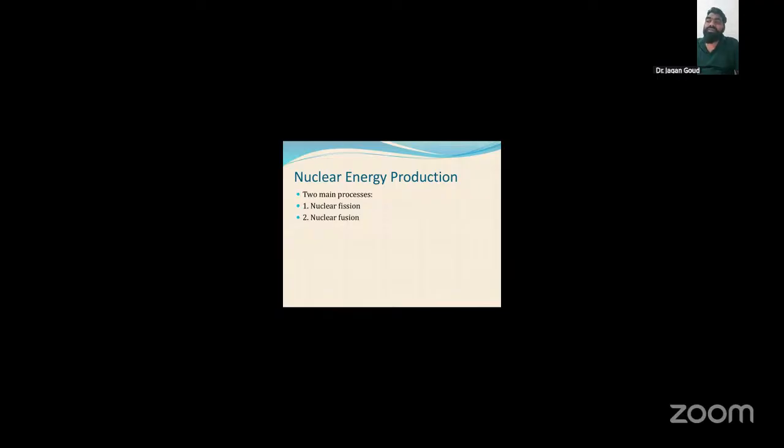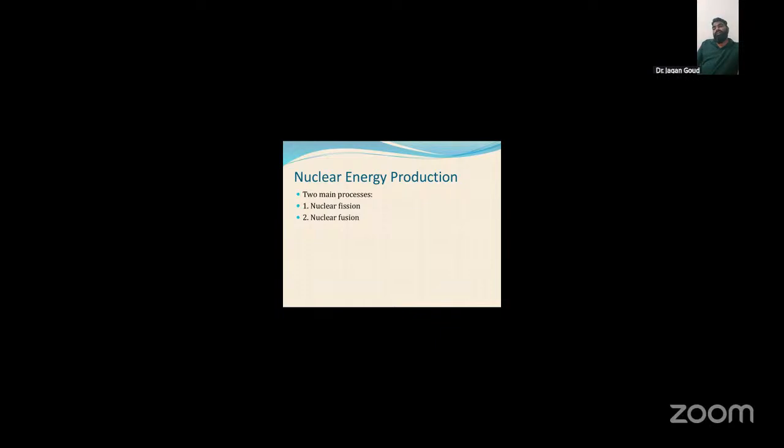Components of a fission reactor. The first one is the fuel, uranium or plutonium. Second is the moderator, which slows down neutrons. Examples are water, heavy water, and graphite. Control rods absorb excess neutrons and are made of boron or cadmium. Fourth is the coolant, which transfers heat from the reactor core. Fifth is the containment structure, which prevents radiation leakage.